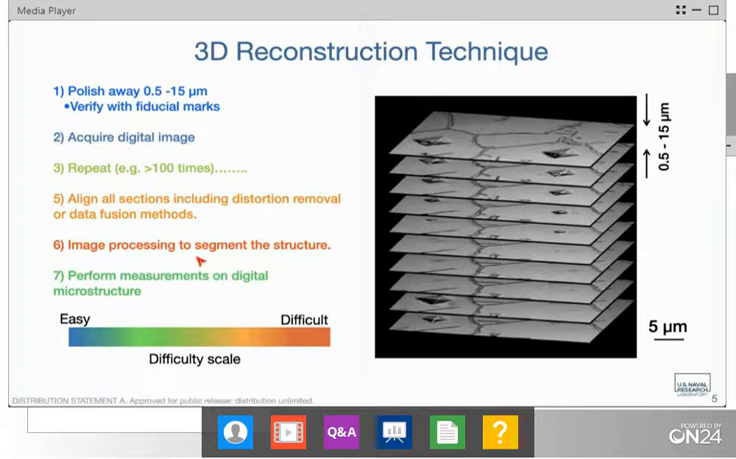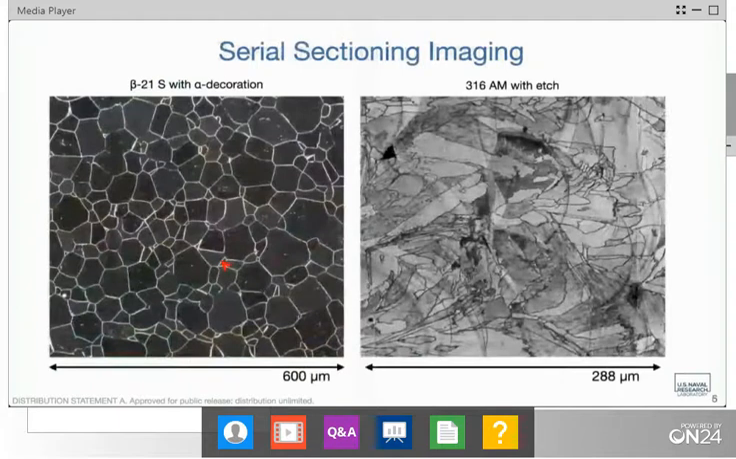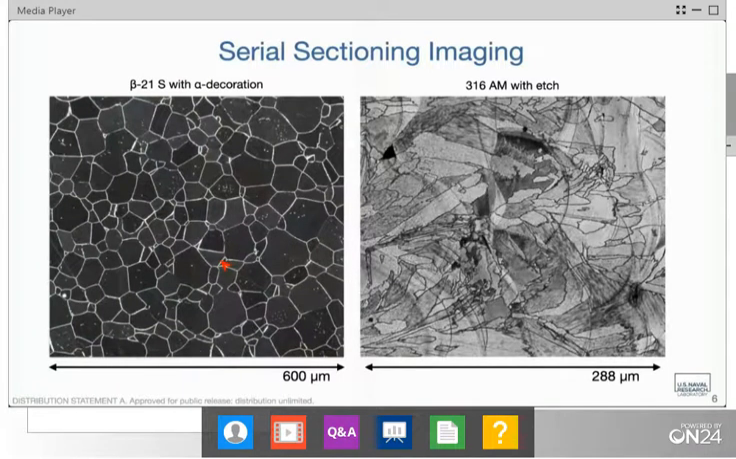So I'm going to give you an example. And here are 2 micrographs. On the left is Beta 21S, where we've decorated all the grain boundaries with alpha, and we've been able to etch that using a chemical etch. And you can see that we can fairly clearly identify nearly all the boundaries. Notice we don't get all of them, but this is an exceptional case.